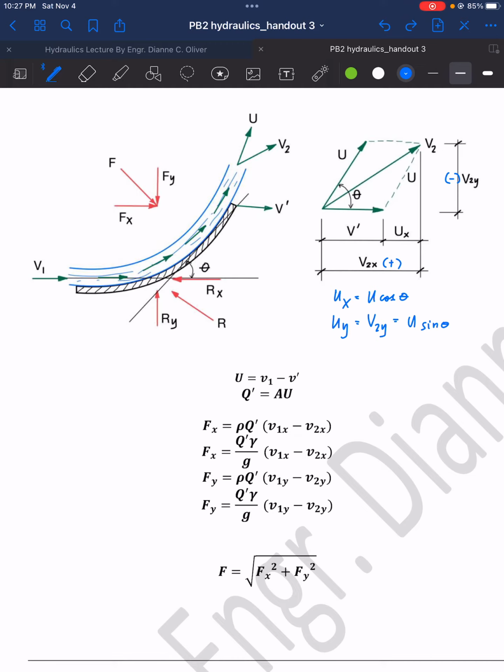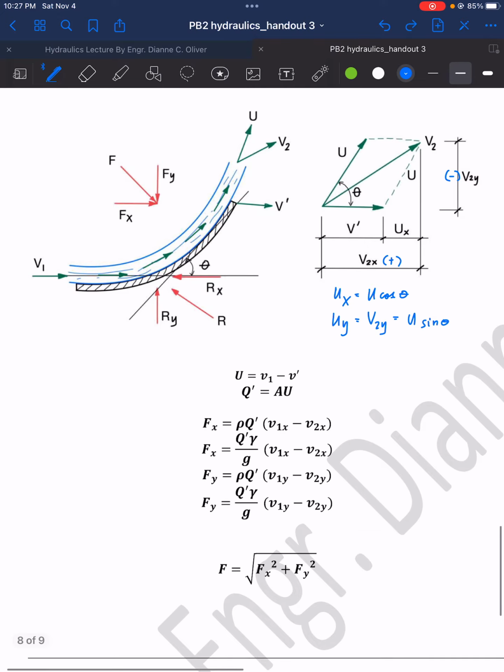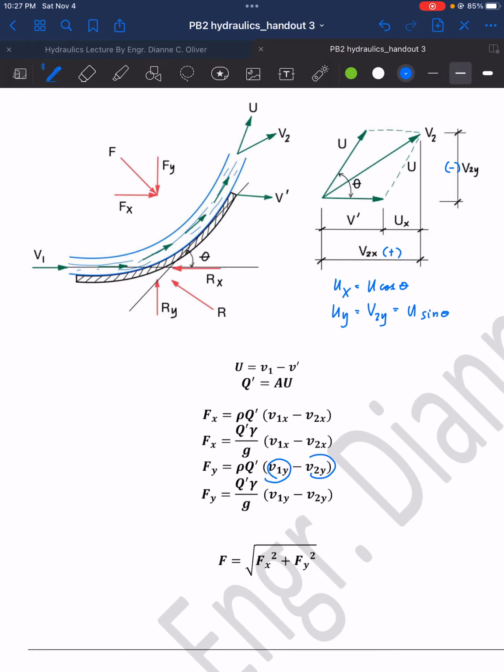So for the Fx, it's the same as the first case, but the only difference is that the Q prime is AU. And also, as observed, the values of V1x and V2x and V1y and V2y, because we will be using this convention here.